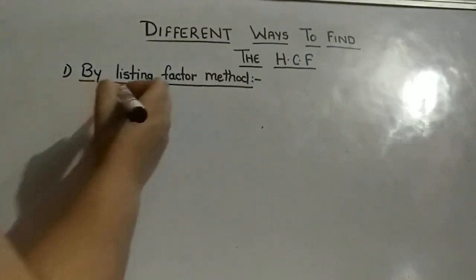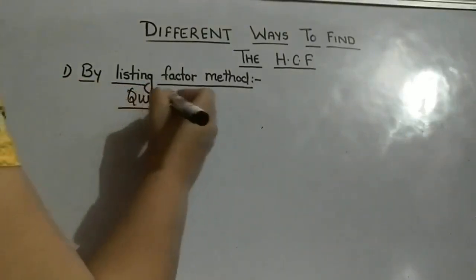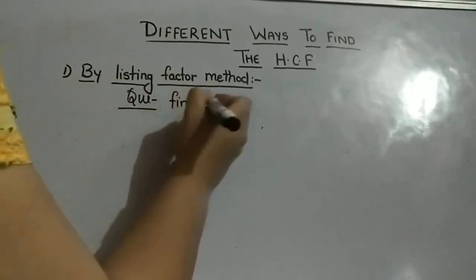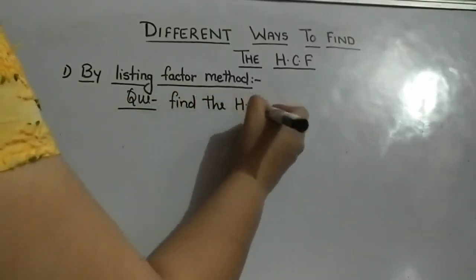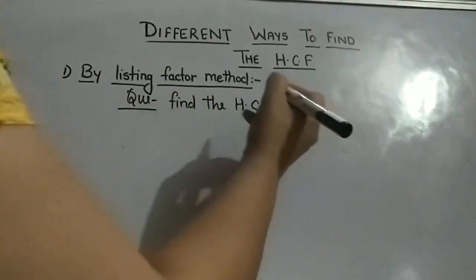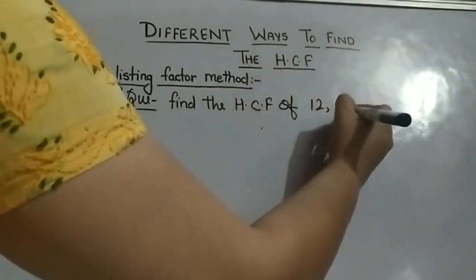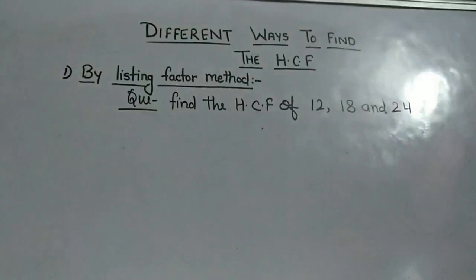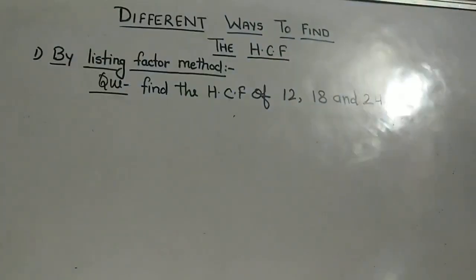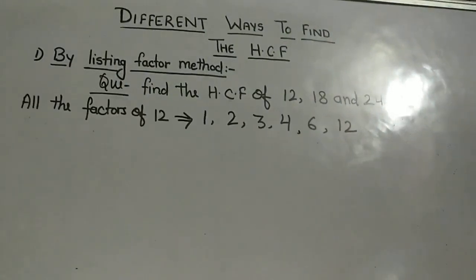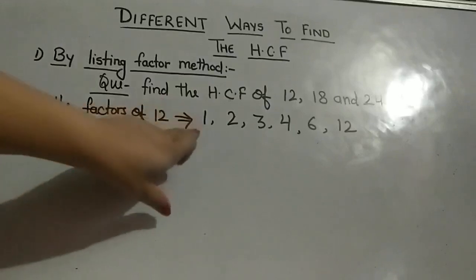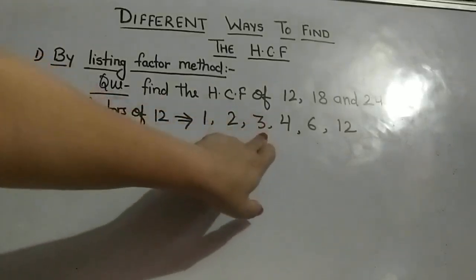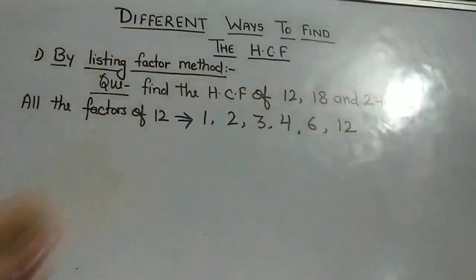So the question is, find the HCF of 12, 18 and 24. The first step, list all the factors of each number. So we will list all the factors of 12: 1, 2, 3, 4, 6 and 12. You know that factors are exact divisors.